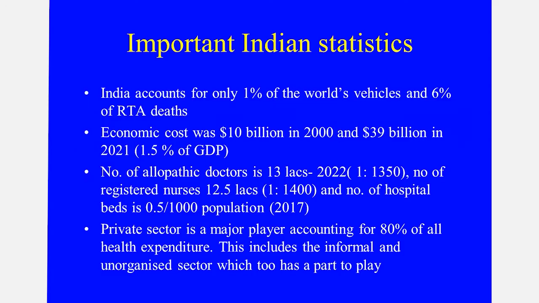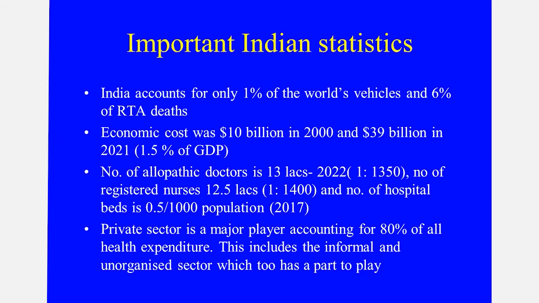Now, let me discuss some important Indian statistics because I think they are quite relevant. While we account for 1% of the world's vehicles, we have 6% of RTA deaths. The economic cost to our nation was about 10 billion near the turn of the millennium. It is now close to 40 billion in 2021, which works out to almost 1.5% of the GDP.